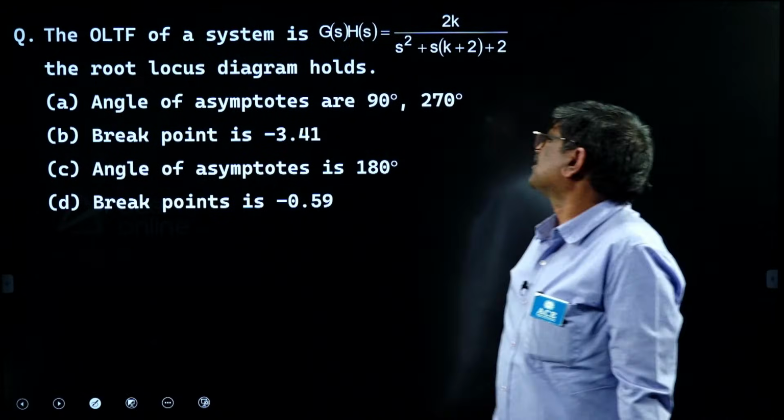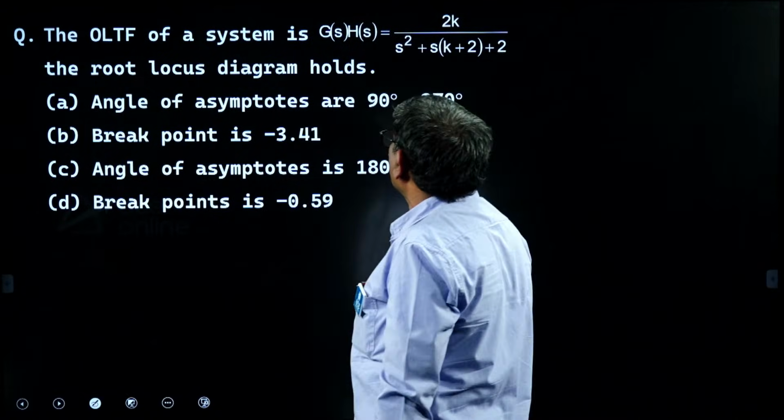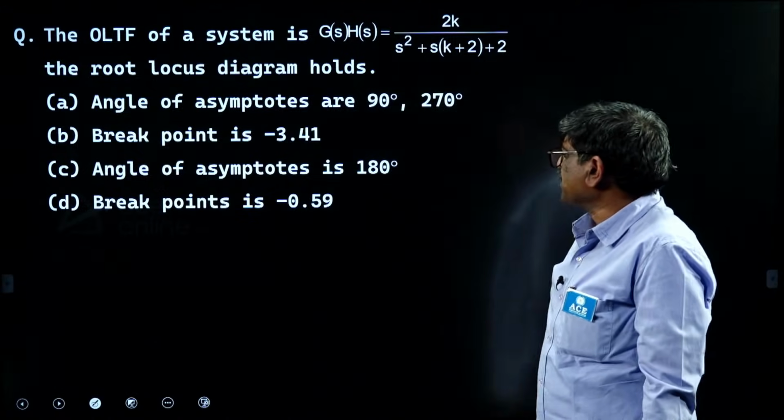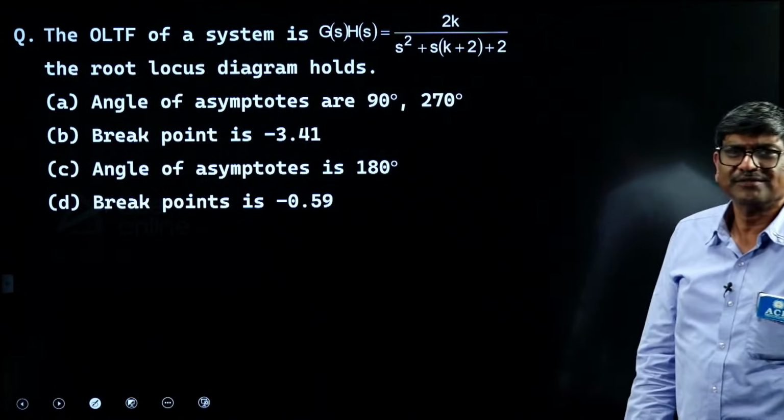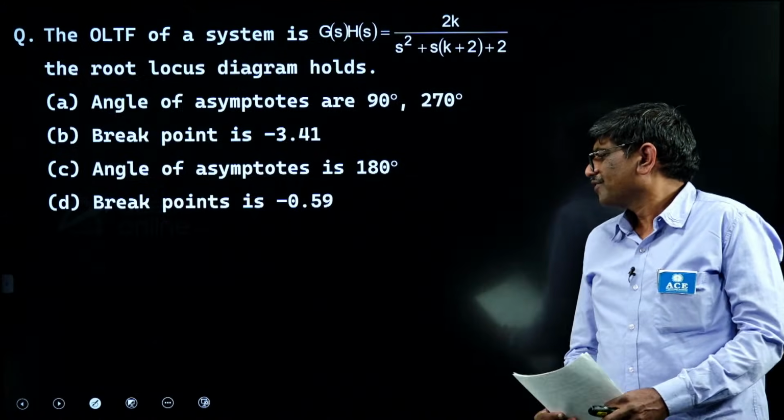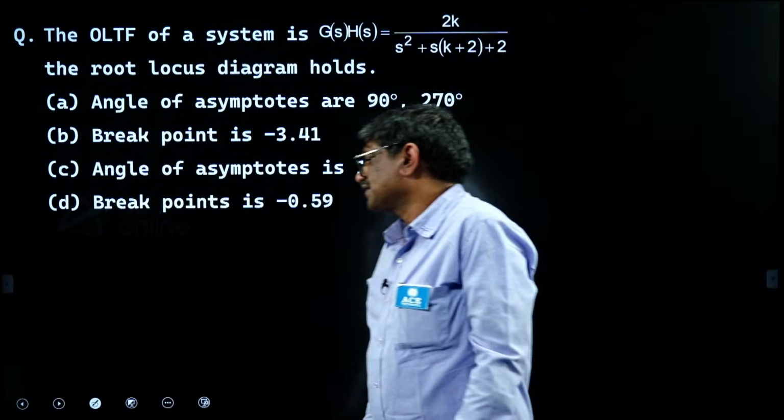The open loop transfer function of the system is given. The root locus diagram holds. They asked just asymptotes and breakpoints.